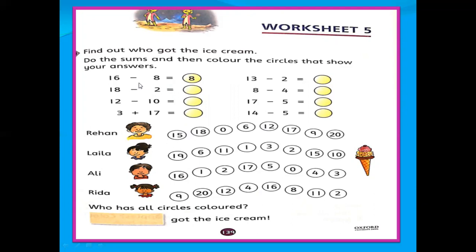For example, this one is 16 minus 8, answer is 8, and we check which circle has the answer 8, and we will color 8. But first of all, we will do these sums. If it is subtraction, we will subtract, and if there is an addition, we will do addition. So let us start. 16 minus 8. Answer is 8.